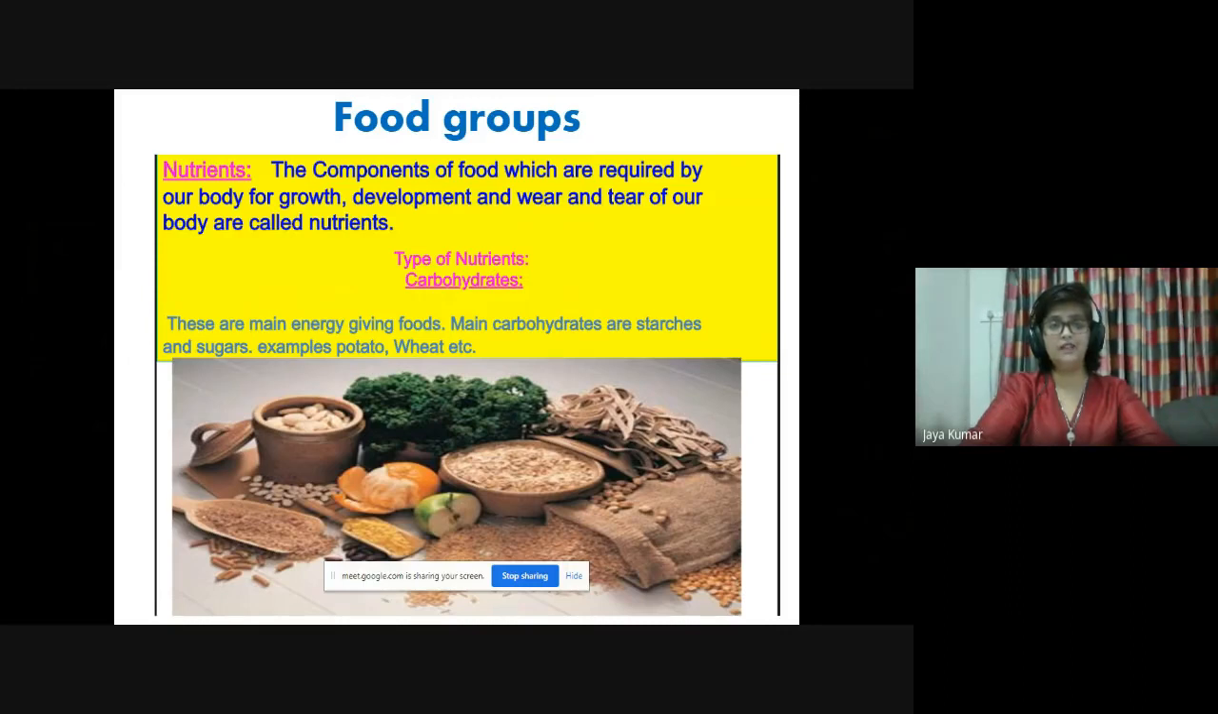To begin with, let's talk about carbohydrates. Carbohydrates are the main energy giving food. Main examples of carbohydrates are starches and sugars. For example, potato, wheat, rice, chocolates, etc.